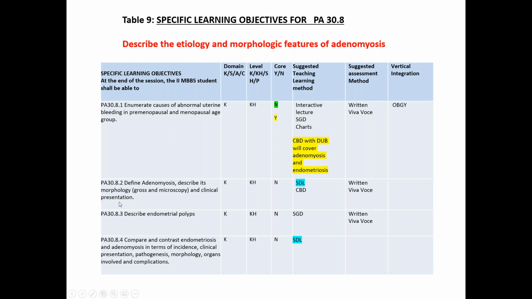Define adenomyosis, describe its morphology and clinical presentation, describe endometrial polyps, compare and contrast endometriosis and adenomyosis in terms of incidence, clinical presentation, pathogenesis, morphology, organs involved, and complications. Now, again, this could be a repetition because it will have been covered here. If we wish, we can take this SLO out if you think this is already covered here.